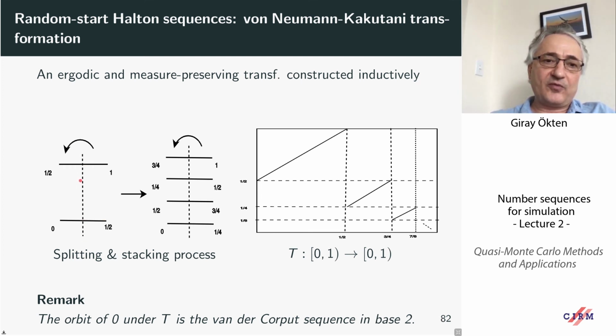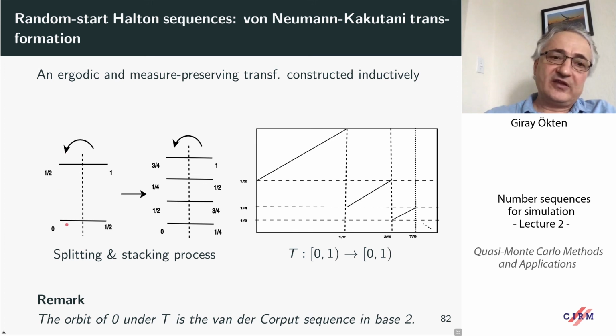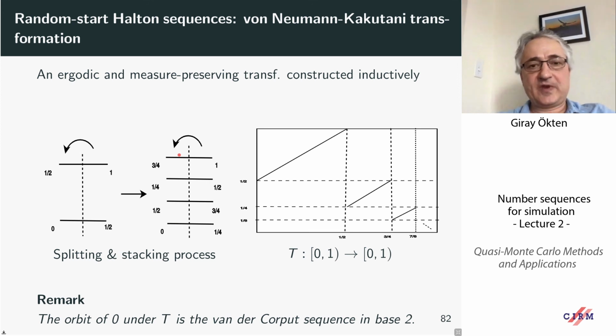intervals from the middle, just along those dashed lines. And then you are going to take these two subintervals, 1/4 to 1/2, and 3/4 to 1, and then you move them and stack them on top of these subintervals. That's how you get [0, 1/2] here, and then the other intervals there. This is the splitting and stacking, and you keep doing it.